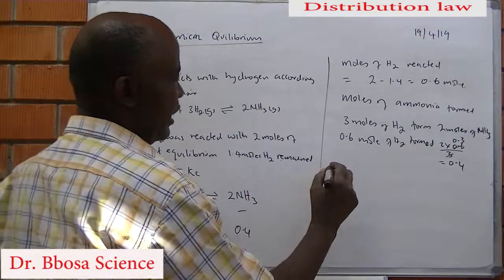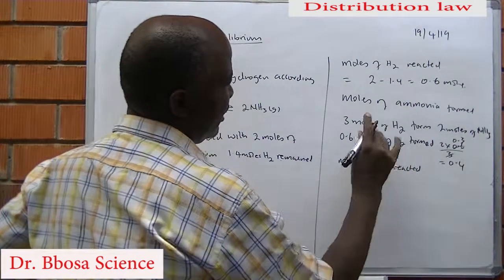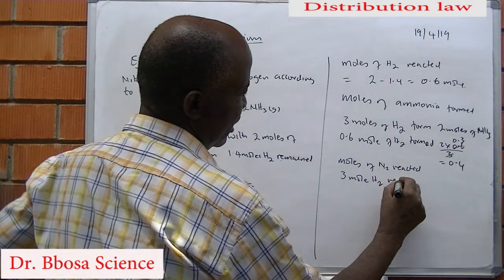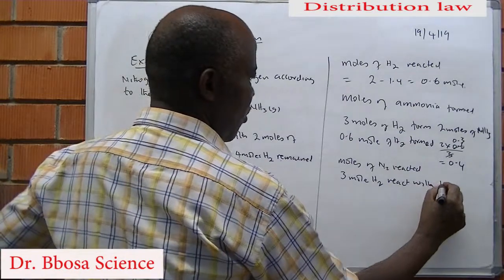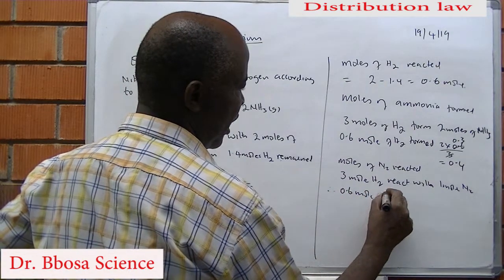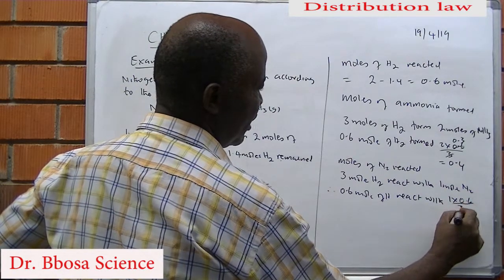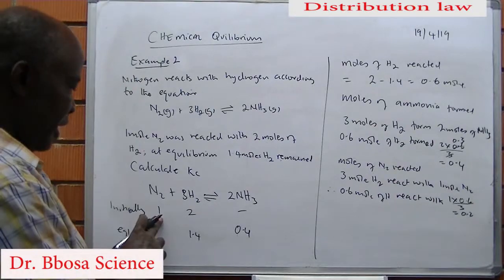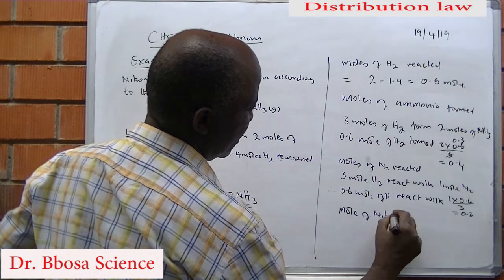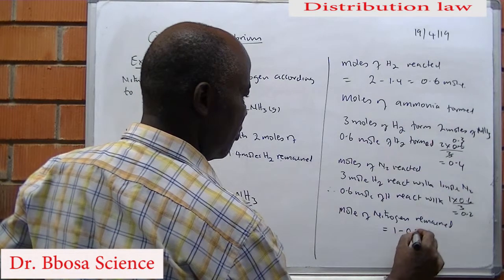Then the moles of nitrogen which reacted. We see that from this equation, 3 moles of hydrogen react with one mole of nitrogen. Therefore, 0.6 moles of hydrogen react with 1 times 0.6 over 3, which is equal to 0.2 moles of nitrogen reacted. Then moles of nitrogen remained is equal to 1 minus 0.2, which is equal to 0.8.